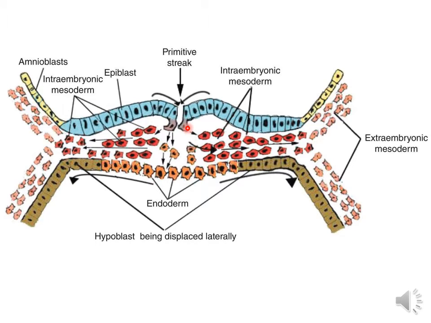This more clearly illustrates this process. Here again, this is the primitive streak, where the site of migration of cells is seen clearly. These cells are displacing the hypoblast, forming the endoderm. This will form the intraembryonic mesoderm. Since we have extraembryonic mesoderm, these will meet together. So there will be fusion between intraembryonic mesoderm and extraembryonic mesoderm. And here, the remaining cells will form the ectoderm.